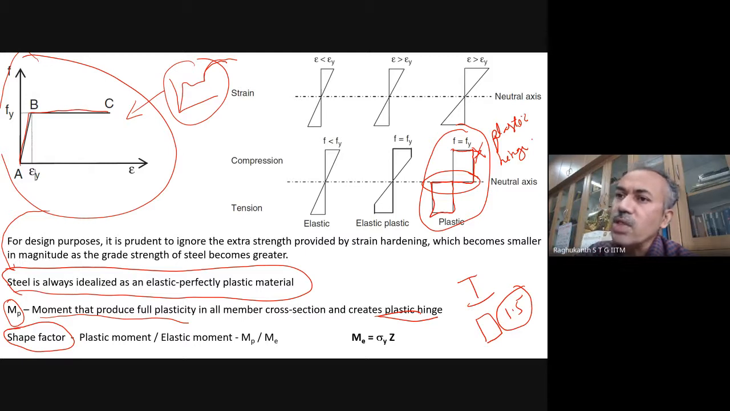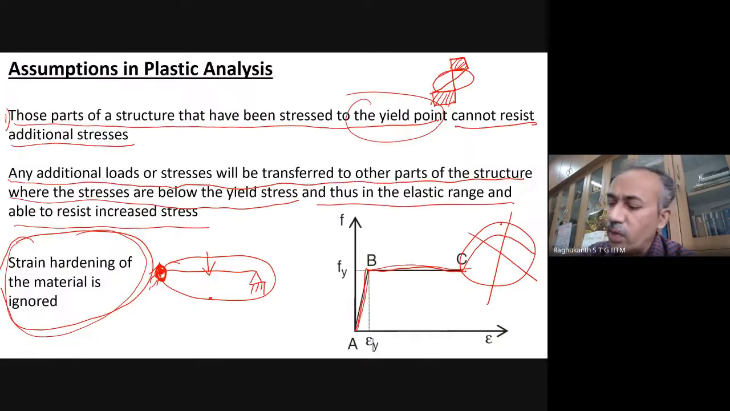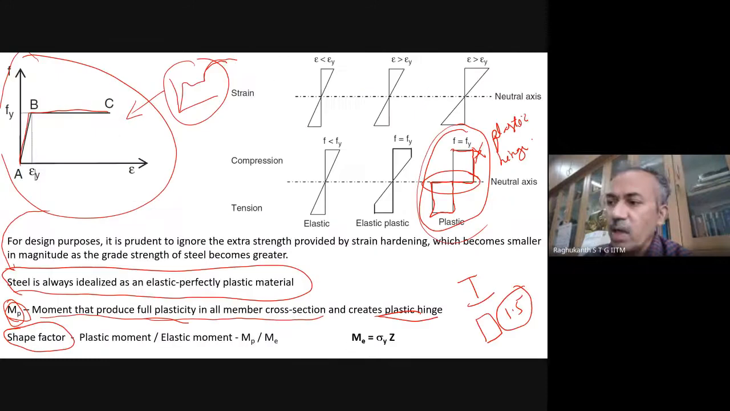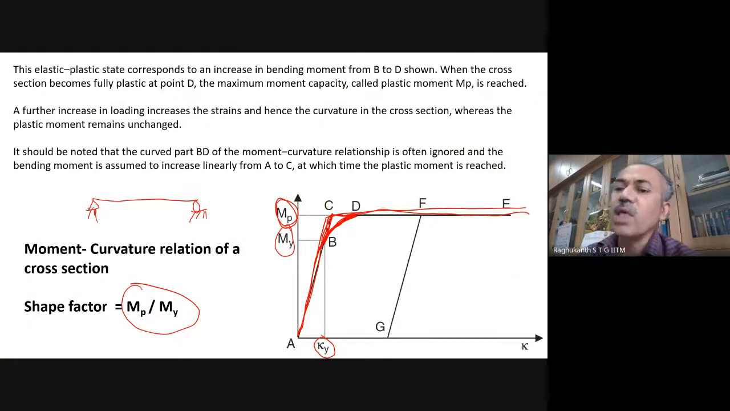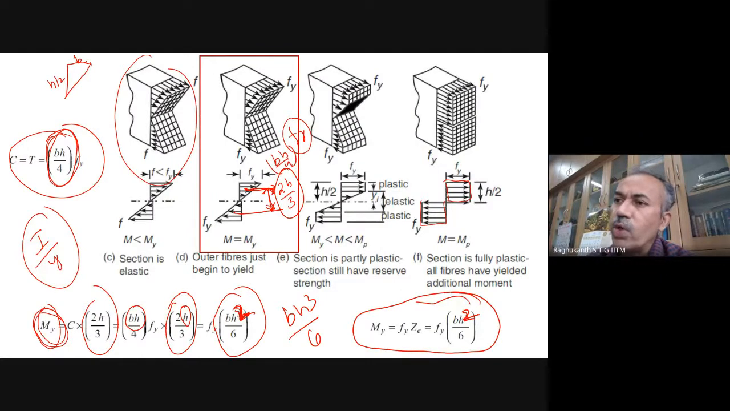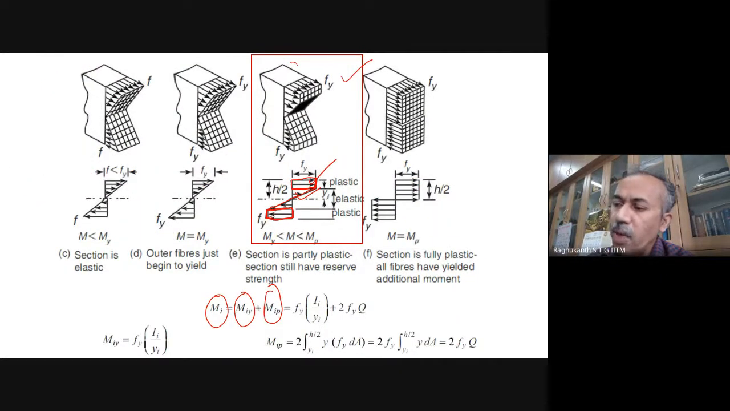Due to these assumptions, we will go only up to this range. The strain hardening and other things we ignore. Once it has reached this state, we say that a plastic hinge has formed and the structure is going to collapse. We have also defined the plastic moment as the moment which can produce full plasticity in the entire cross section, and of course it creates a plastic hinge. And then the shape factor, which all of you have studied previously, is MP by ME, the ratio of plastic to elastic moment. This is what we said in our last class. I also showed you how to compute the elastic moment and the plastic moment over a cross section.